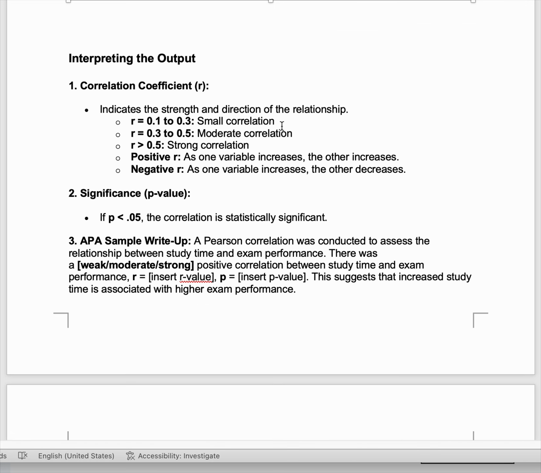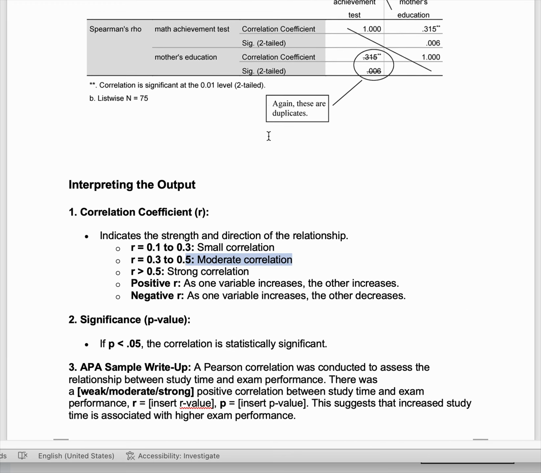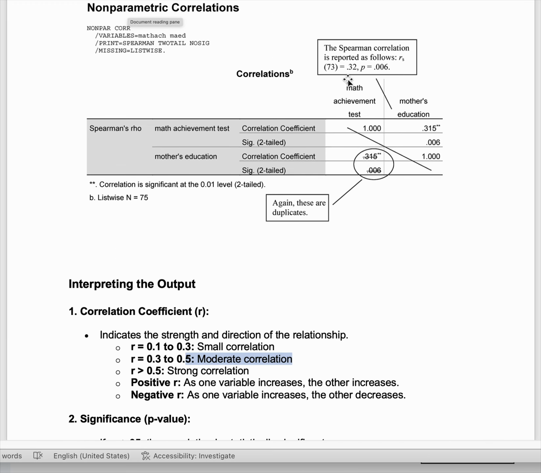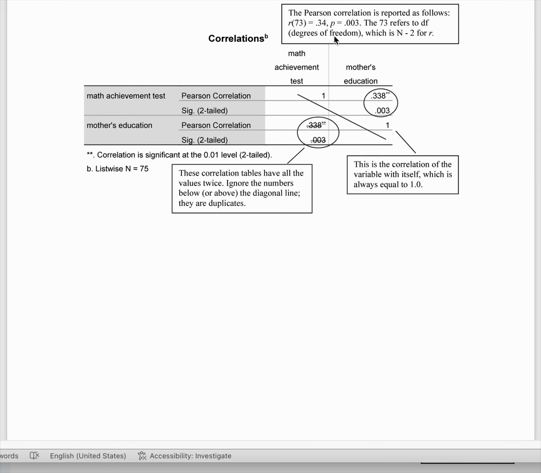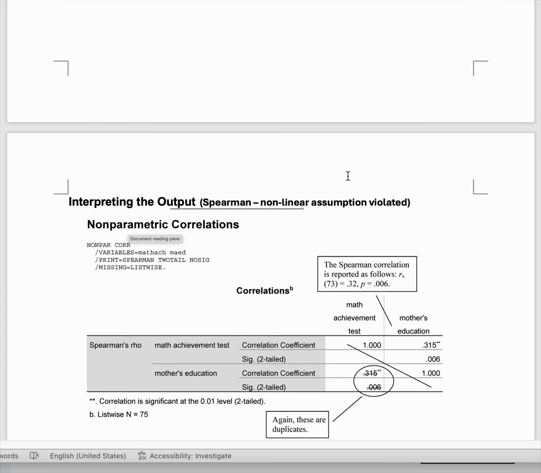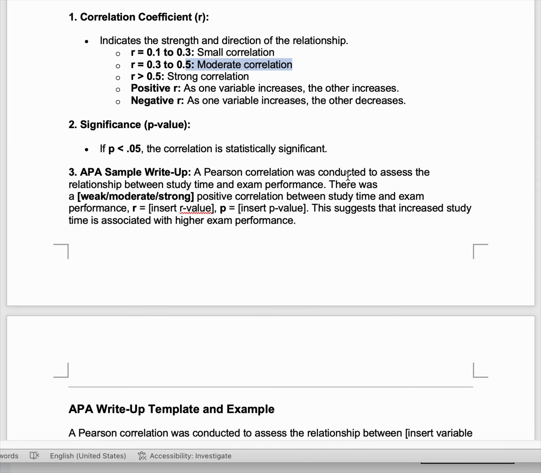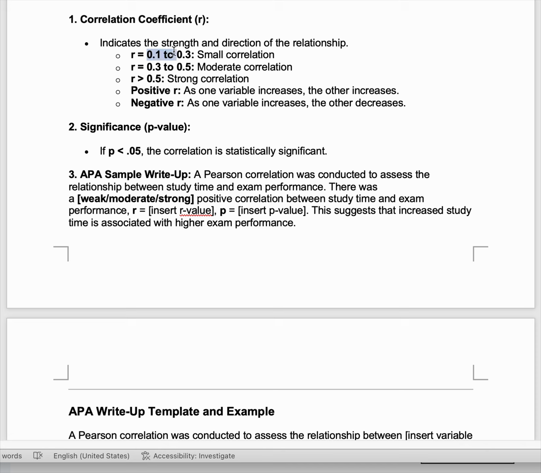So how do we interpret this? If our r value is between 0.1 and 0.3, it's going to be small. If it's between 0.3 and 0.5, it's going to be moderate. So if I look at this one, I have 0.32, which is moderate. Or if I looked at Pearson's, my example had 0.34, which is still a moderate relationship. And this doesn't speak to positives or negatives. This is just purely the magnitude, whether it's positive or negative, and it's between these values.